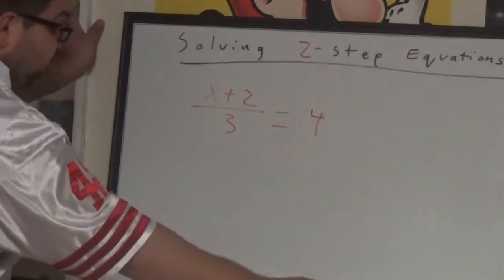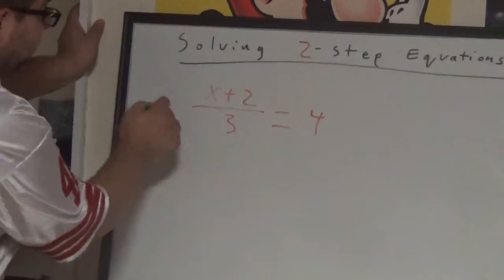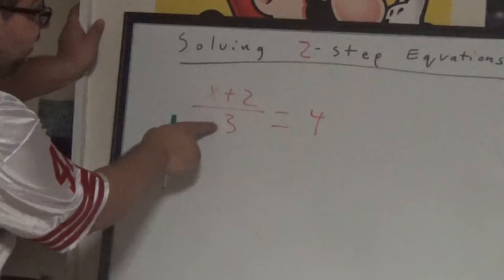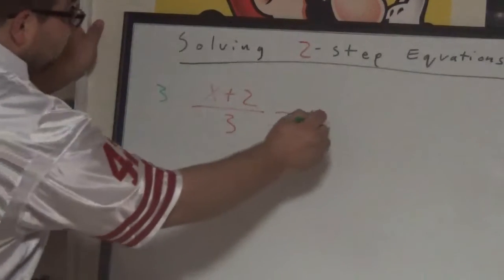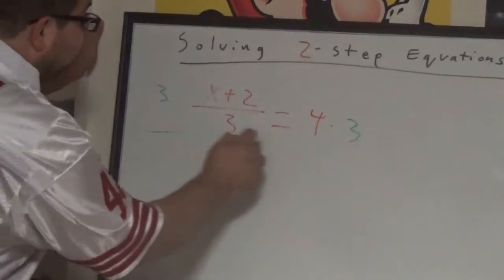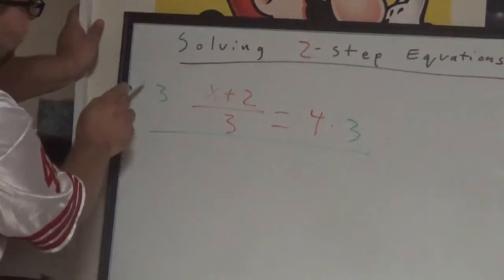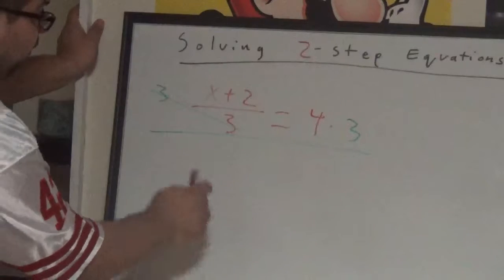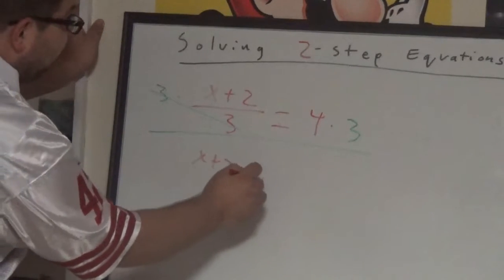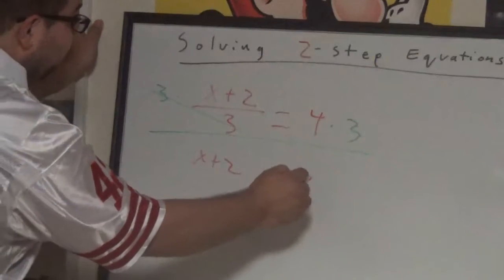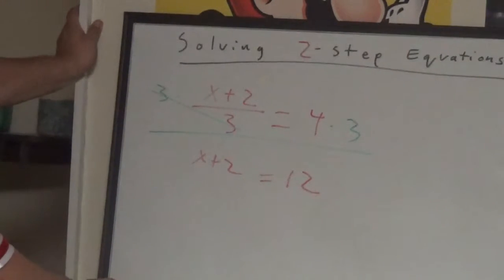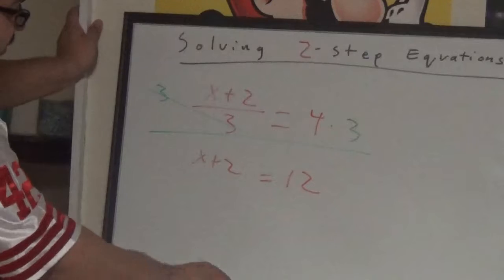So that's what we're going to do. The whole thing is being divided by 3, so we want to times the whole thing by 3, because that's an inverse operation. Our 3's cancel. You get x plus 2 comes down. We've cleared the fraction. We no longer have a fraction. And now we have x plus 2 equals 12. 4 times 3 is 12.